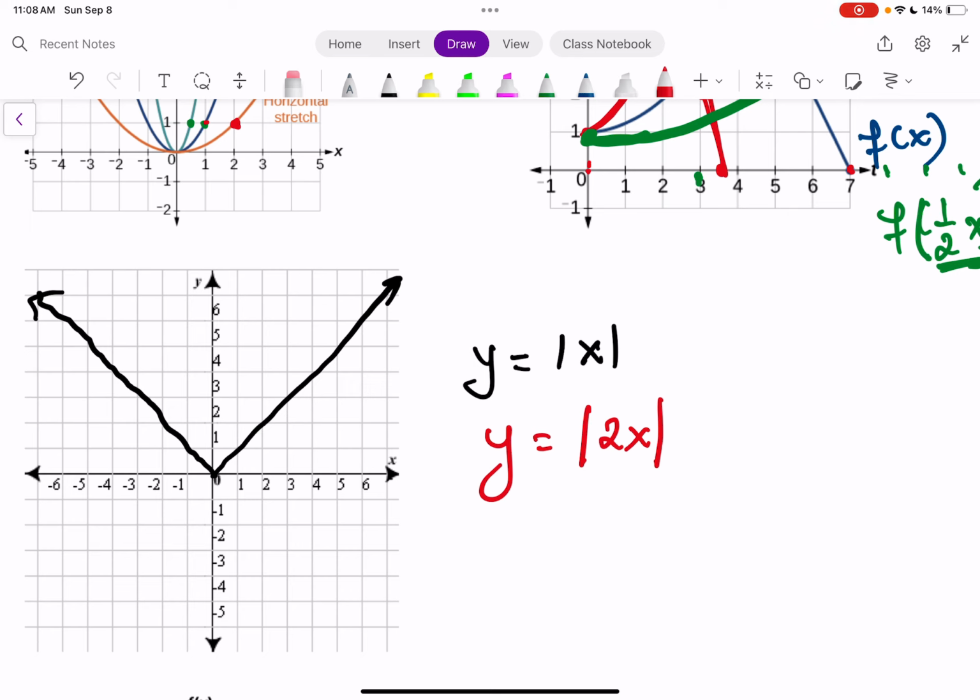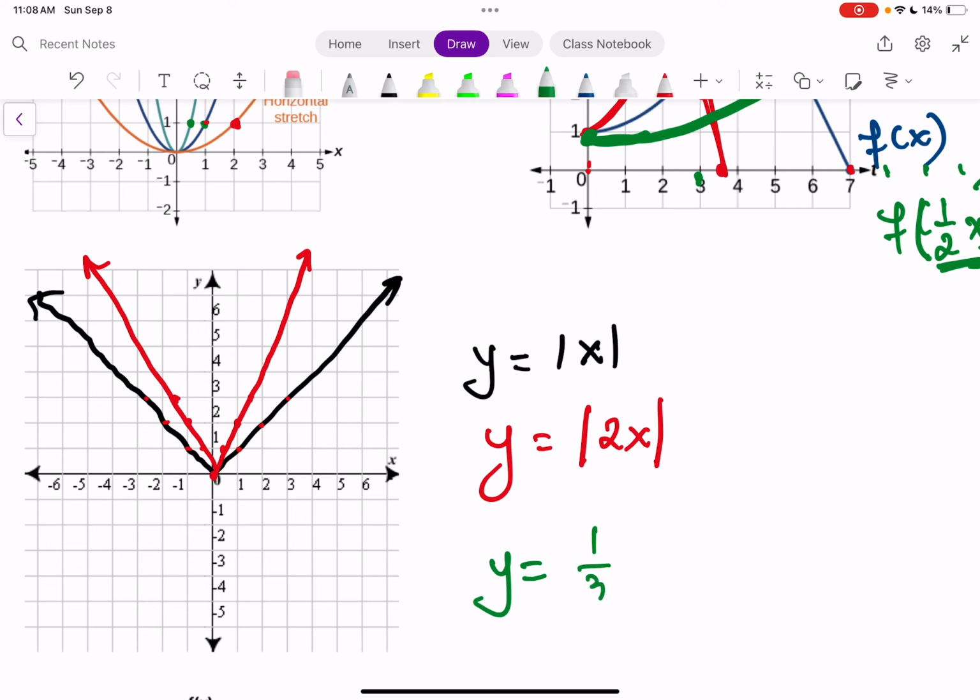So 2x means take all the x's and divide them by 2. Take all the x's and divide them by 2. So bring the points halfway in. The heights do not change for all these coordinates. I'm just dividing all the x coordinates by 2. So it resulted in a horizontal compression. So the graph got squished in horizontally.